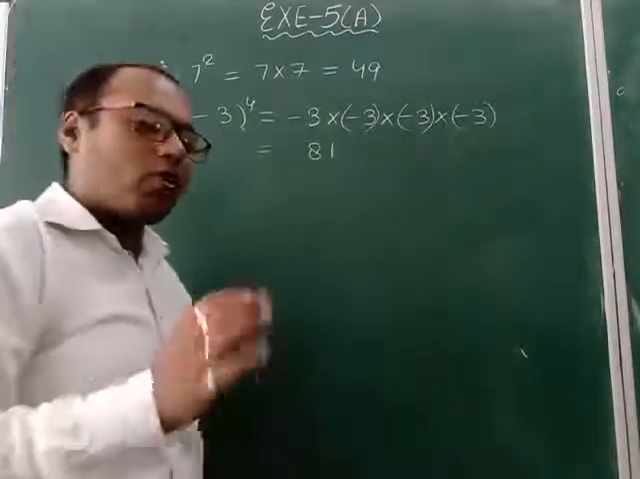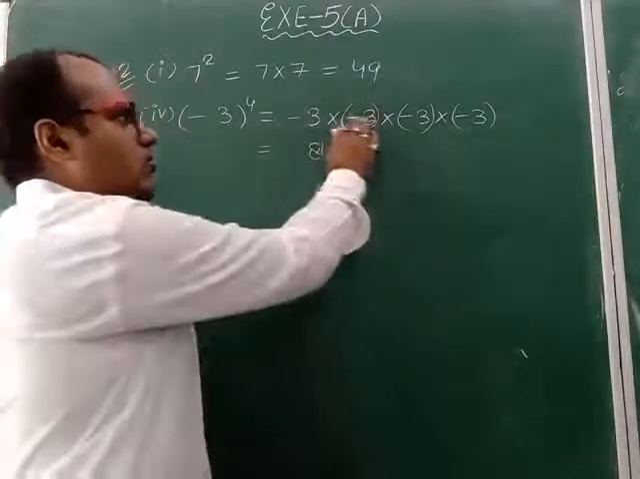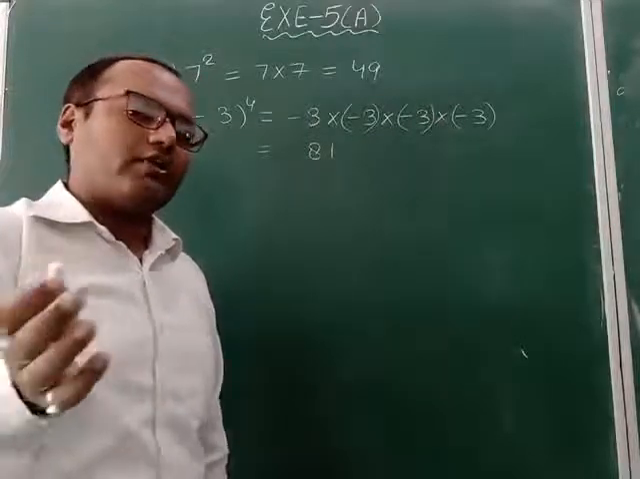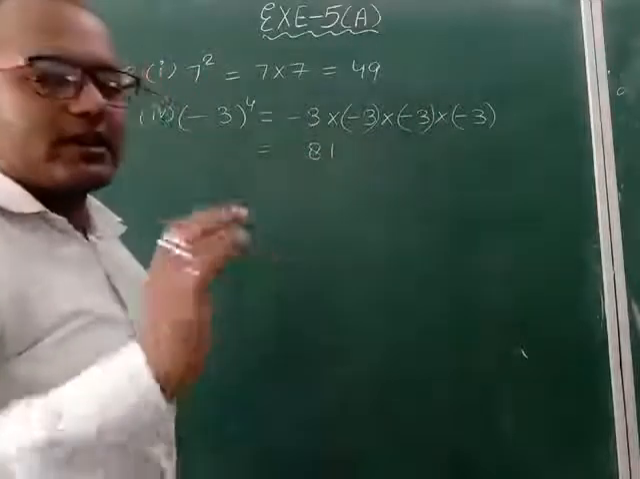If minus will come an odd number of times, suppose in place of 4 minus signs, only 3 minus signs will be there, then 3 is an odd number. So in the answer also we have to take minus.